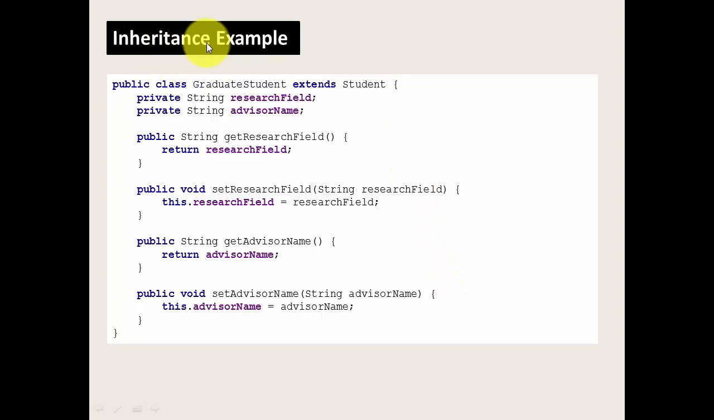So let's look at the inheritance example. I defined a class GraduateStudent. We use the keyword extends to inherit another object. So public class GraduateStudent extends Student. For GraduateStudent, I have added two states: one is research field, and the other one is advisor name. So for these methods, get research field, set research field, get advisor name, set advisor name. So in the GraduateStudent class, we can access all states or behaviors of the Student object.